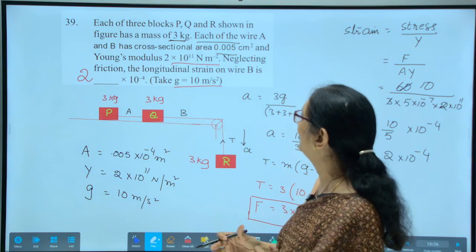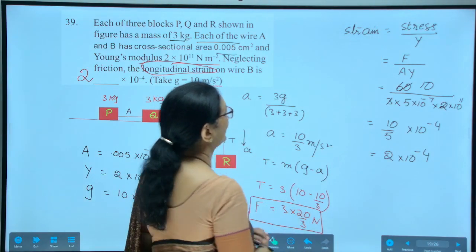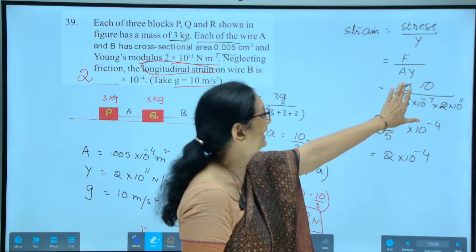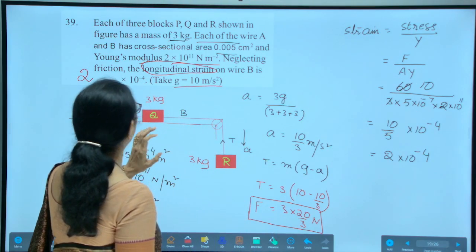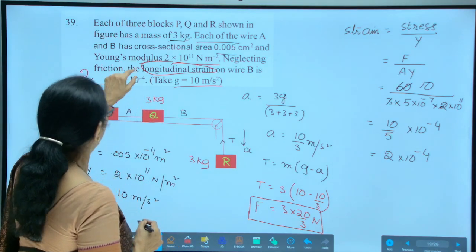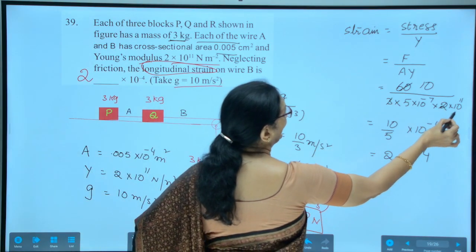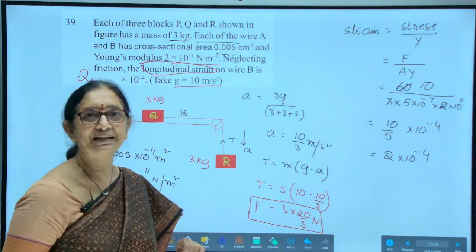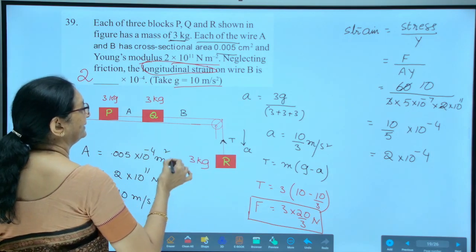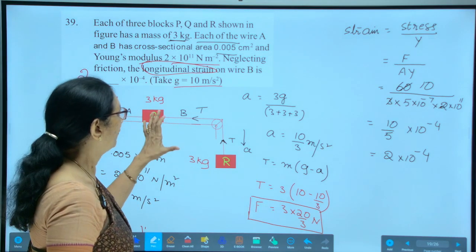What is asked in the problem? Longitudinal strain. Once again, strain is equal to stress by Y. So stress is F by A, so strain is F by A into Y. Here the cross-sectional area is given, and Y is straight away given, but the problem is we have to find out the force. That is, the restoring force developed in the rope B is nothing but the tension developed in the rope. So again, what technique do we have?